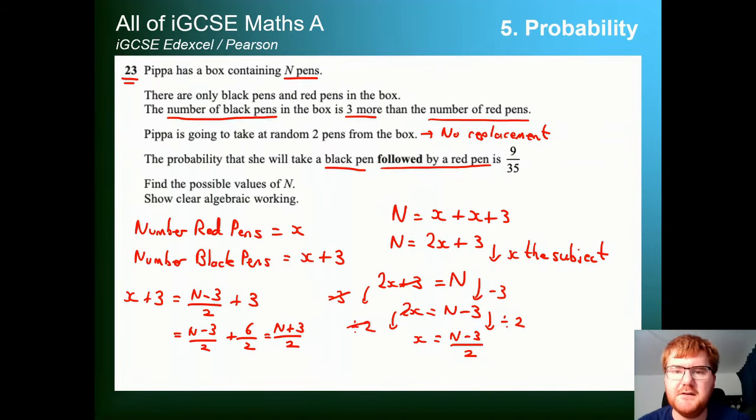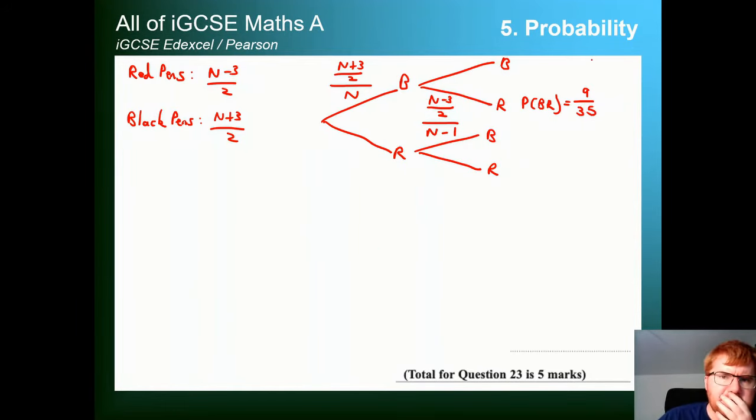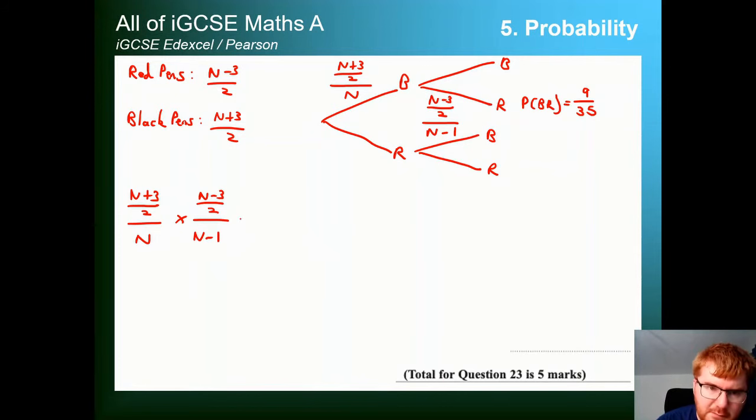Now we can use the fact of the question here, that this probability, so the probability of black, red in this order, is equal to 9 over 35. So what we can say here is that if we take the (n plus 3) over 2 divided by n, which we'll tidy up, multiplied by (n minus 3) over 2 divided by (n minus 1), this needs to be equal to 9 over 35. Okay, so let's now tidy this up and get this in an equation that we can work with.